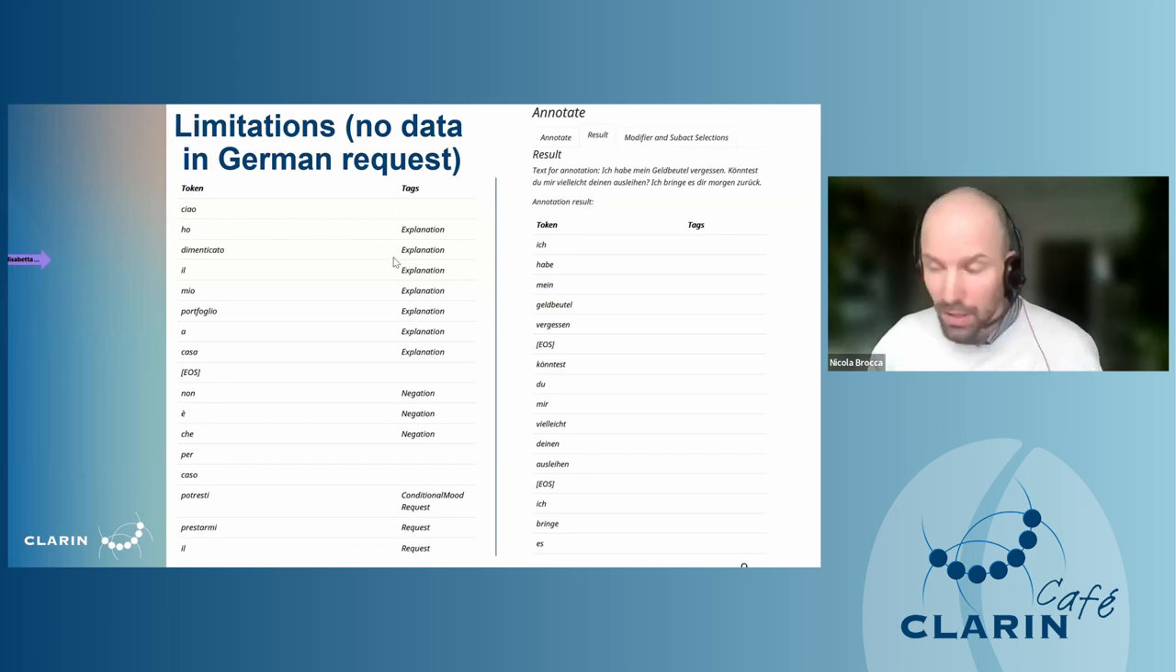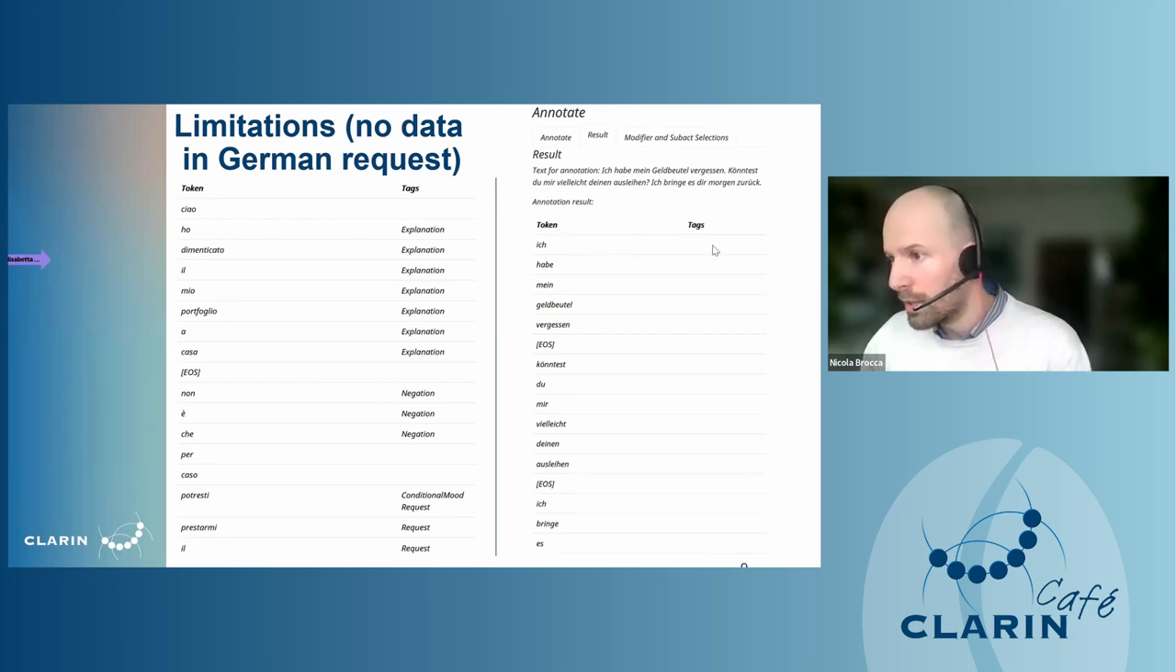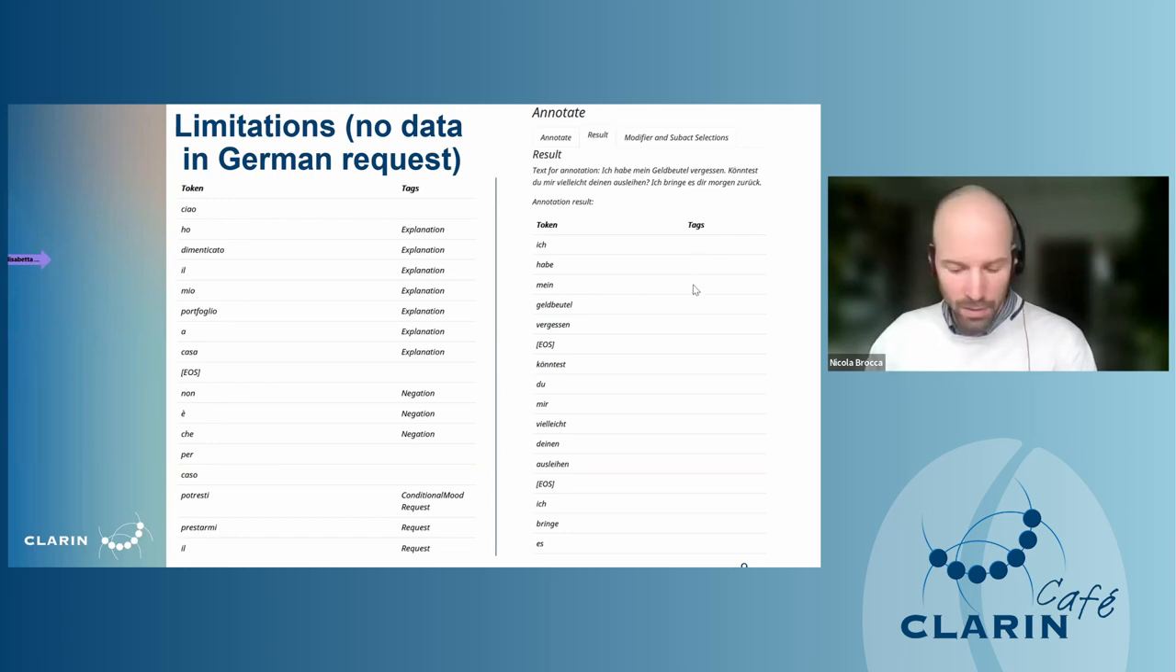Indeed, in the message, ciao, ho dimenticato il mio portafoglio a casa. Non è che per caso potresti portarmi il tuo. So, sorry, I forgot my wallet at home. Is it possible that you lend me some money? And I translated that into German. So you see, in Italian, the annotation is quite okay. Some items are not recognized. So for example, ciao is not recognized, but the others are almost recognized with some missing elements. But in German, it, of course, is beyond the possibility of the machine.